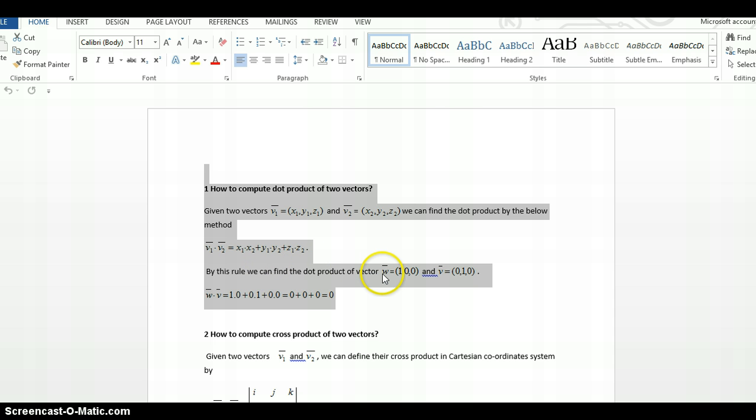For example, if the elements of the vector w are 1, 0, 0 and the vector v is 0, 1, 0, then the dot product between w and v is 1 times 0 plus 0 times 1 plus 0 times 0, which is 0 plus 0 plus 0. Everything will give us 0.